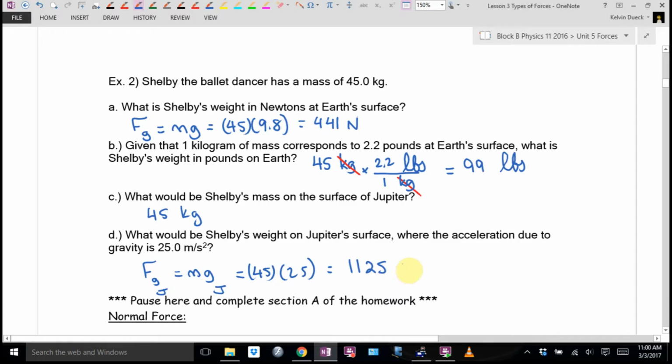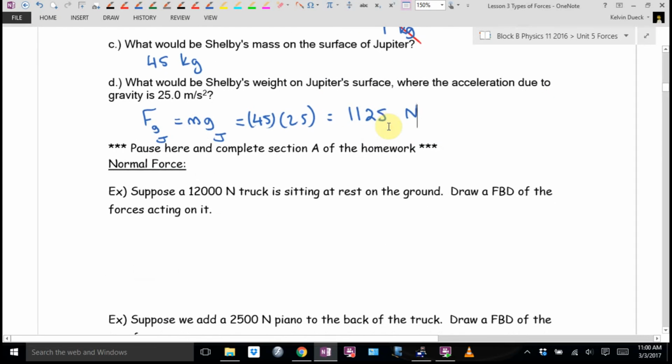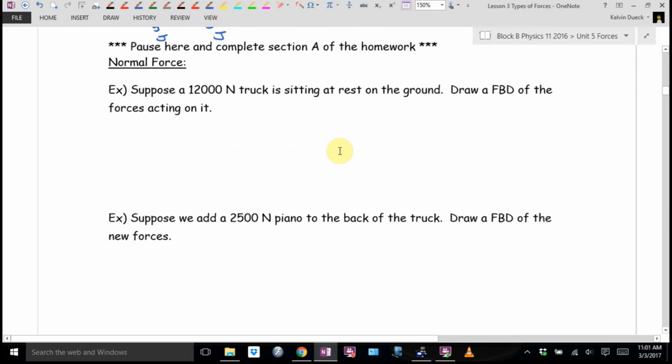Units. It's a force. Newtons. So she would feel heavier on Jupiter. Her mass hasn't changed. What's changed is how hard the planet is pulling on her. I wrote down here, pause here and complete section A of the homework. I'm going to put that in a bit later, but I want to talk about another force.